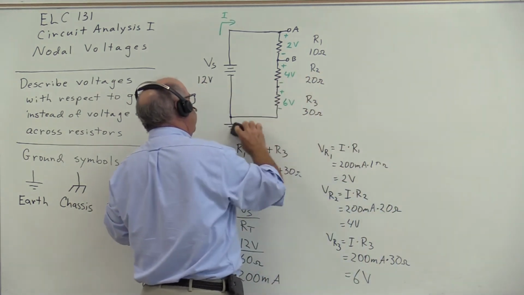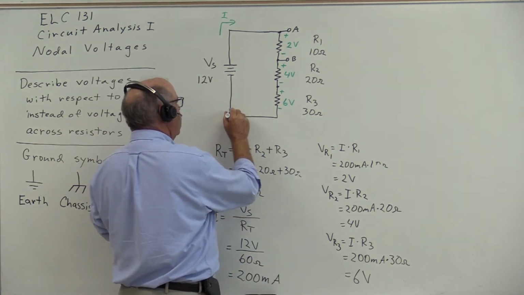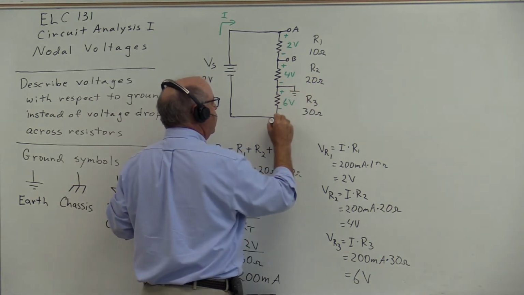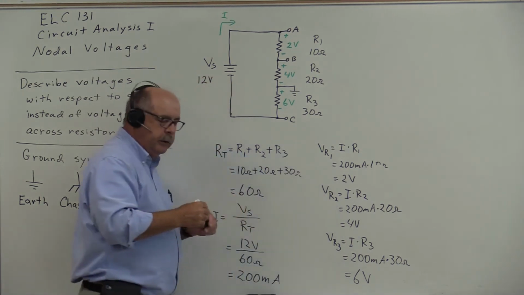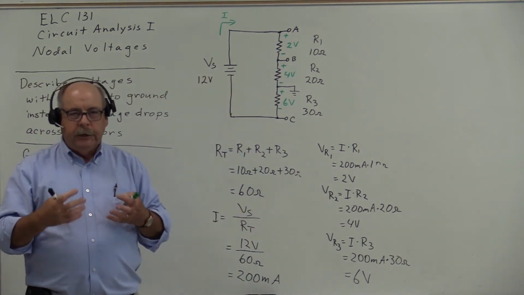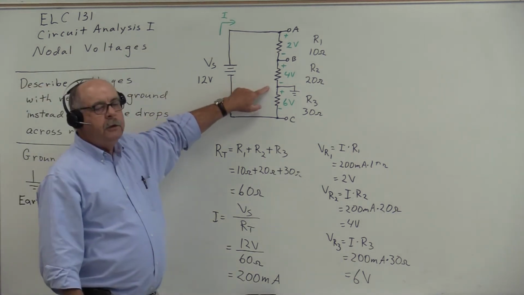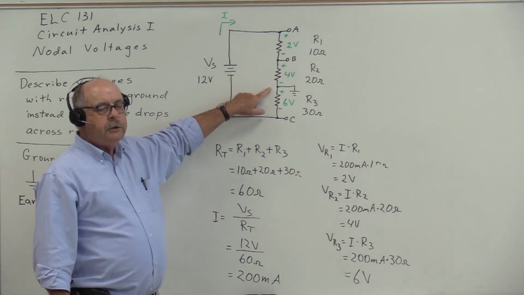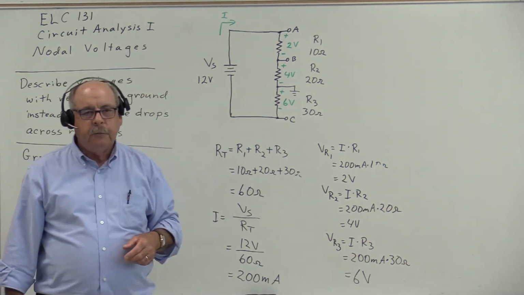Now, could I put my ground right here and refer to this point as node C? And the answer is yes. I can put the ground wherever I want, because ground has nothing to do with current flow. Ground is merely a point in the circuit that's at the same potential as the Earth.